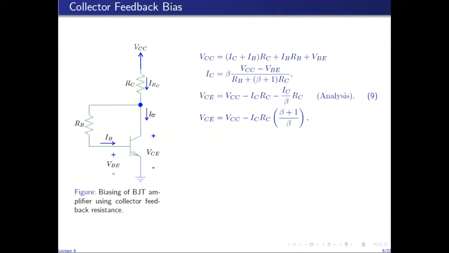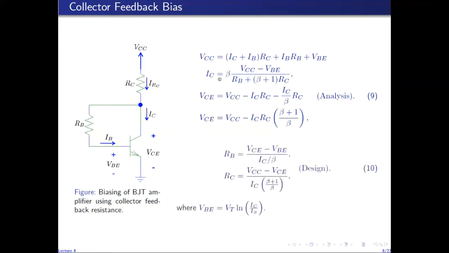If we designate this branch current as the collector current, and this is the base current, then the current flowing through RC is IC plus IB. We get this equation. We can invert this equation by representing IB in terms of IC through beta and get the output collector current given by this expression. Similarly, we can write a voltage equation around the output loop and get an equation for the output voltage of the circuit.